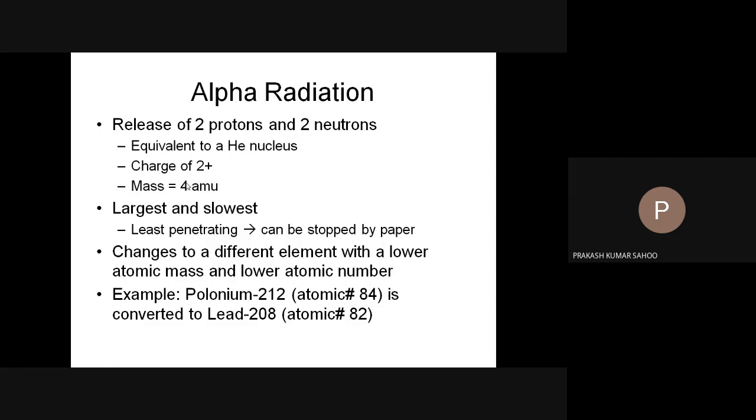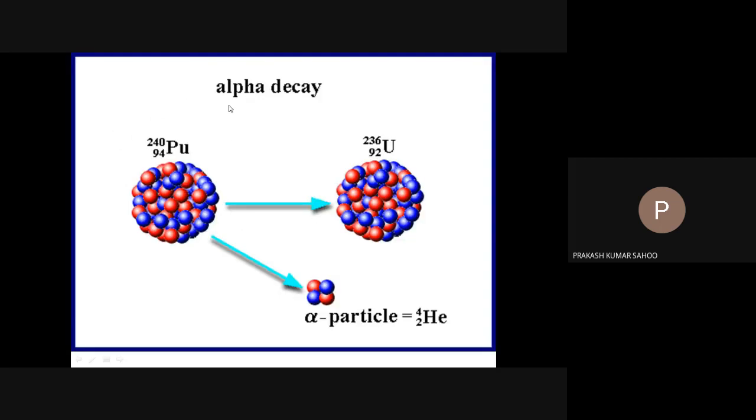It changes to a different element with a lower atomic number and lower atomic mass. An example is polonium, that is 212 atomic mass with atomic number 84. If polonium radiates an alpha ray, then the atomic number decreases by 2, and the mass number decreases by 4, because an alpha ray is the same as a helium nucleus. Then this is alpha, and this is plutonium 94 240.